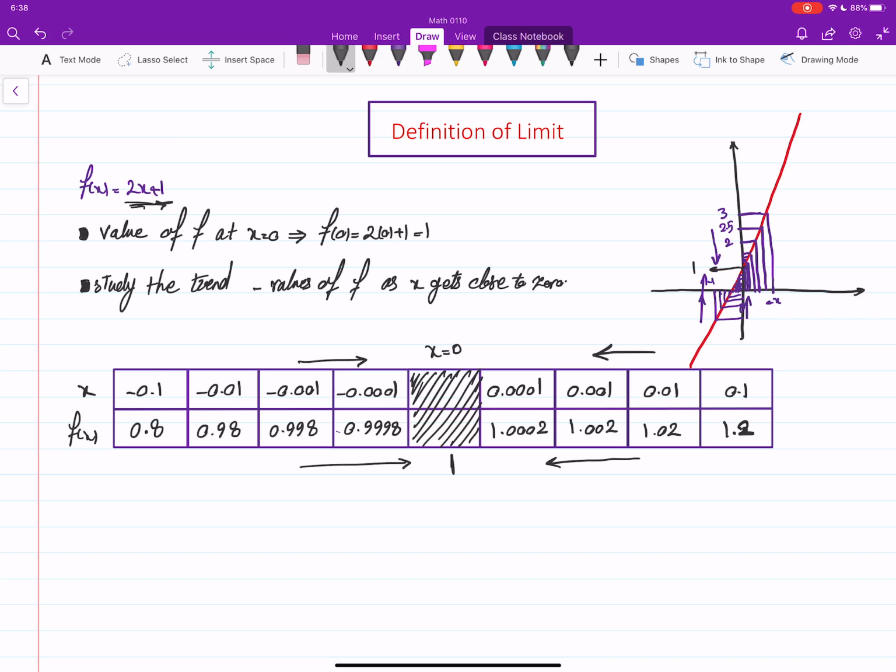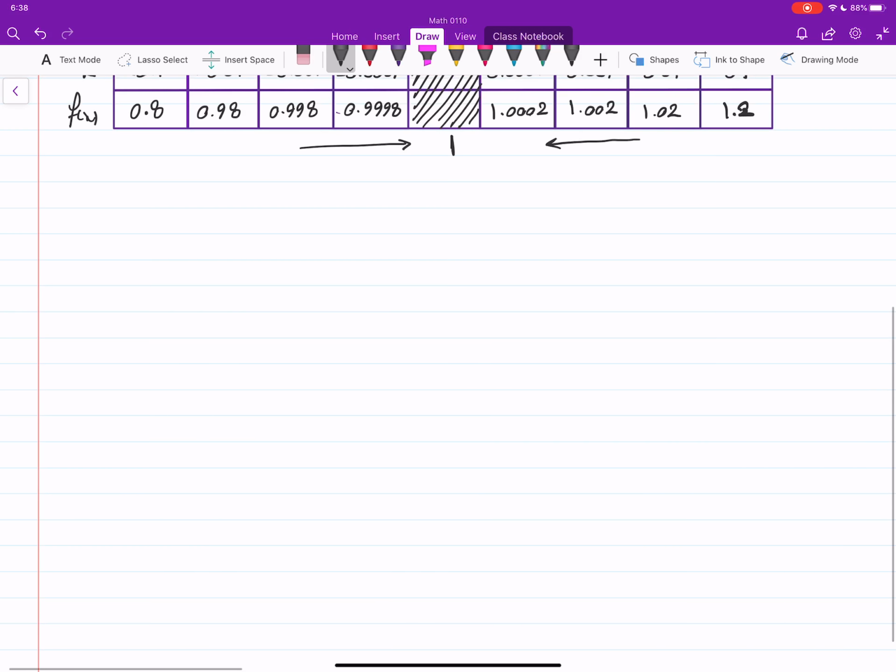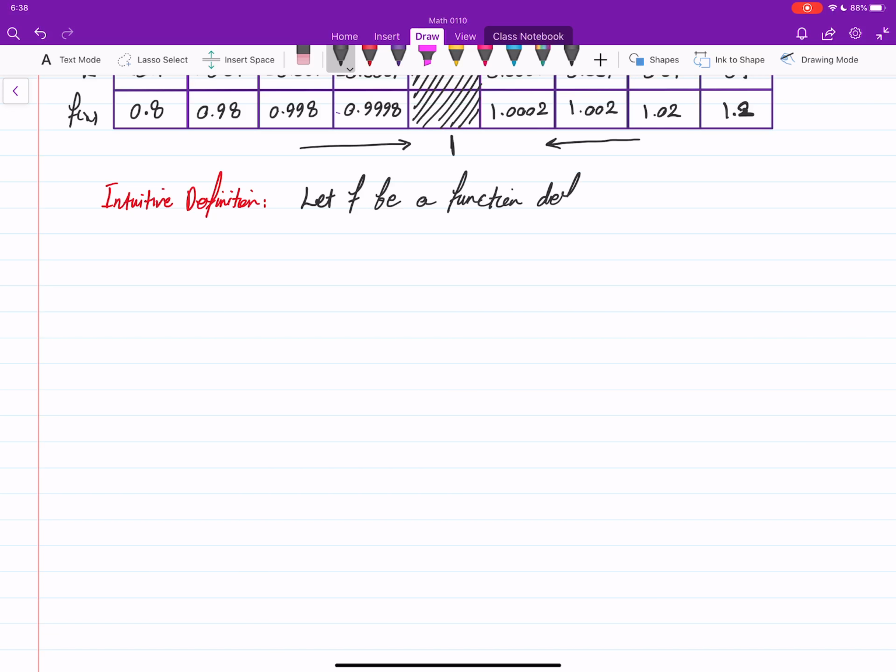Let me write down an intuitive definition for this limit in general. To be able to study the trend of the values of the function around a point, we first have to make sure that the function is defined around that point. So let f be a function defined around a. When we say around, first of all, around doesn't include a itself. We are not interested in x equal to a. What we are interested in are the values of x which are close to a.